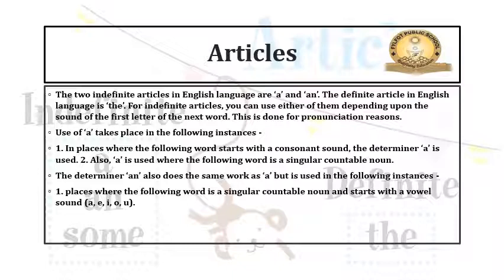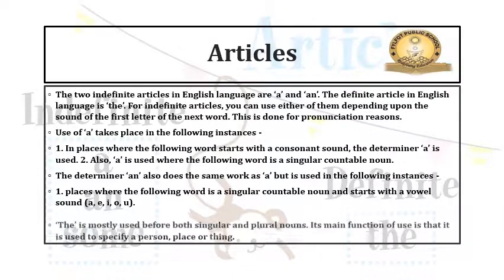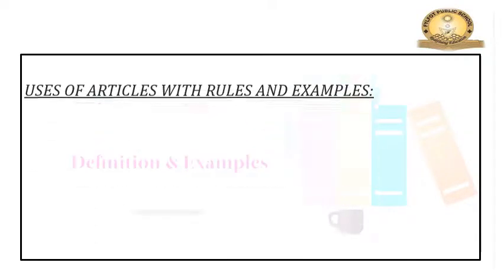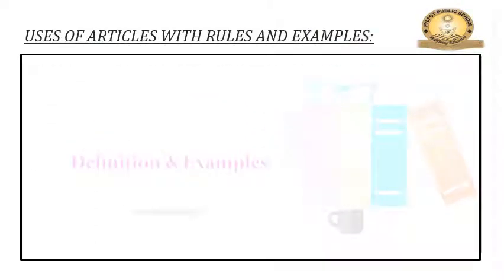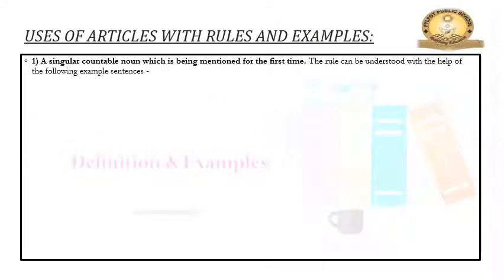Now we're going to do the uses of articles. Okay. So first we are going to do for a. Okay. Where do we use a? Alright. That is the indefinite article. A singular countable noun which is being mentioned for the first time. For that you're going to use a. I have never seen a gun. I saw a sports bike at the store today.